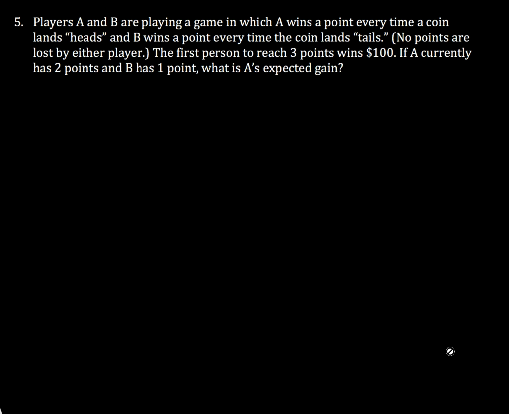Now in this next problem, we have an interesting game where you're basically flipping a coin. Player A flips a coin, player B flips a coin. Every time it lands on heads, player A gets a point. Every time it lands on tails, player B gets a point. So let's just write that out. A, they want heads. B, they want tails.